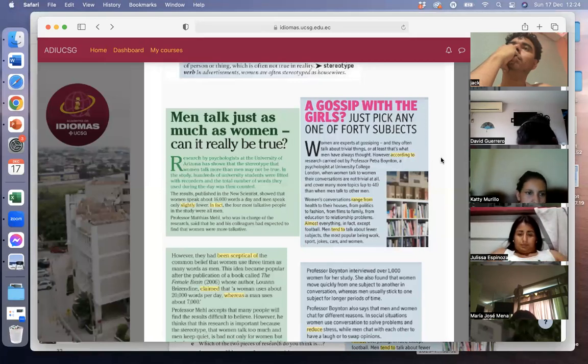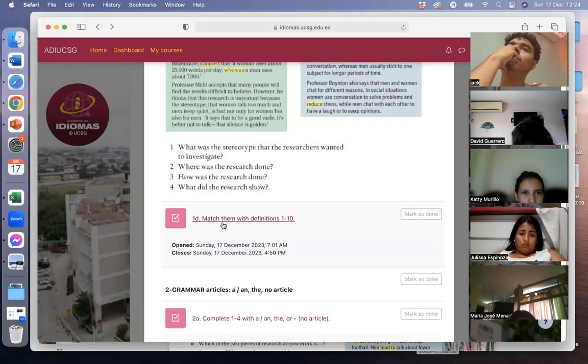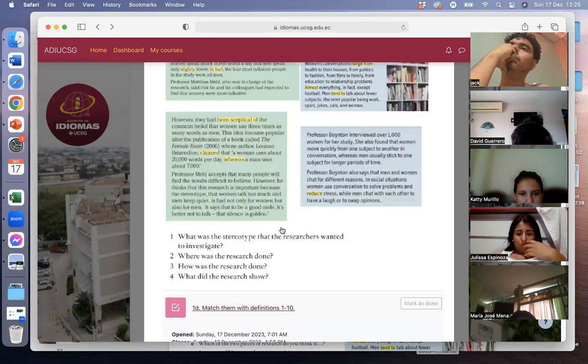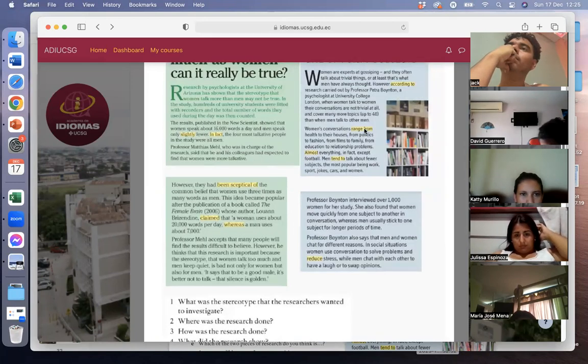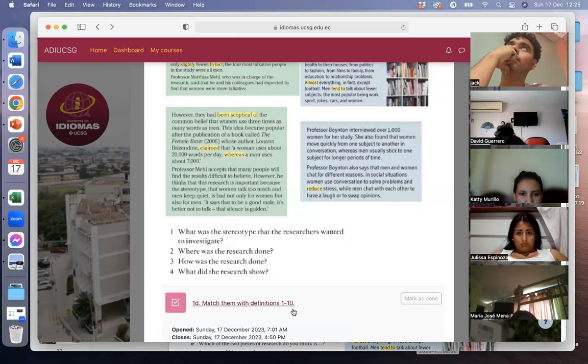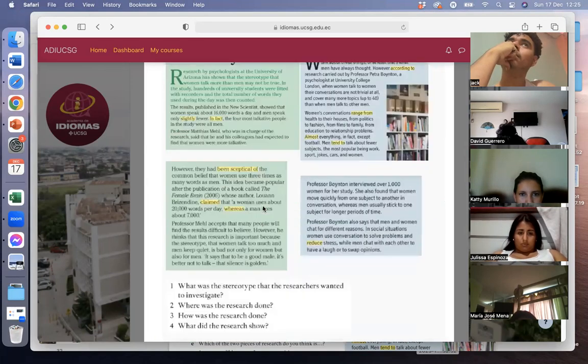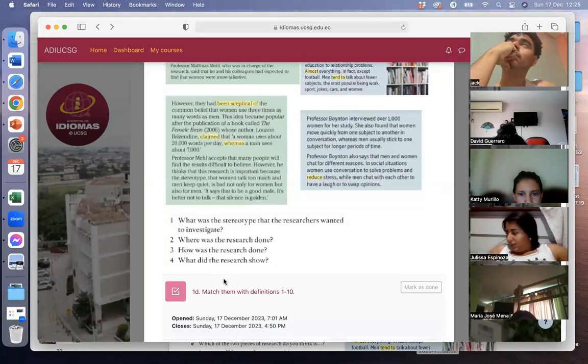Okay. So I would like you to read these two articles, and then I would like you to do the activity 1D. Match the definitions 1 to 10. Okay. So you're going to see the definitions for the words that are marked in yellow in the article, and then match them from 1 to 10. So first, read the two articles, and then complete the activity 1D.